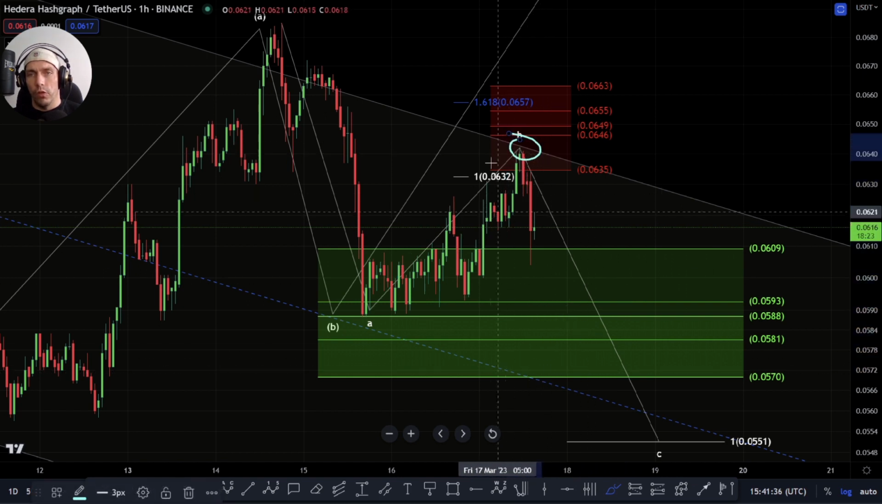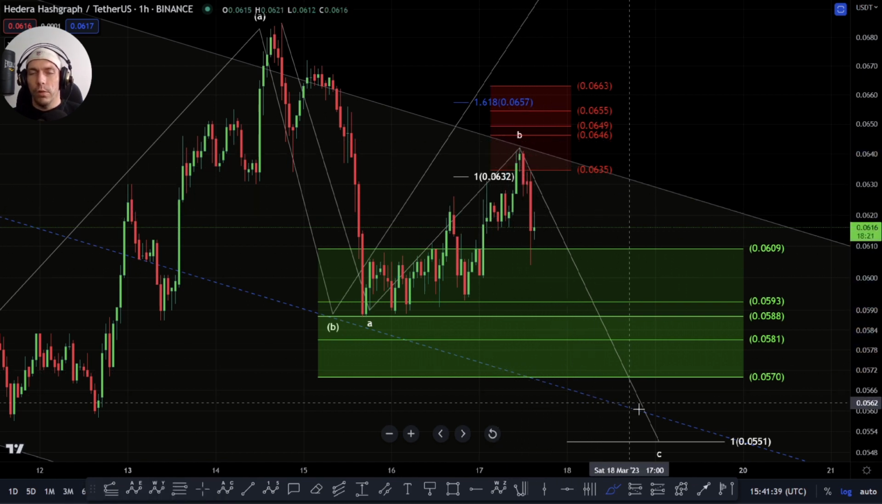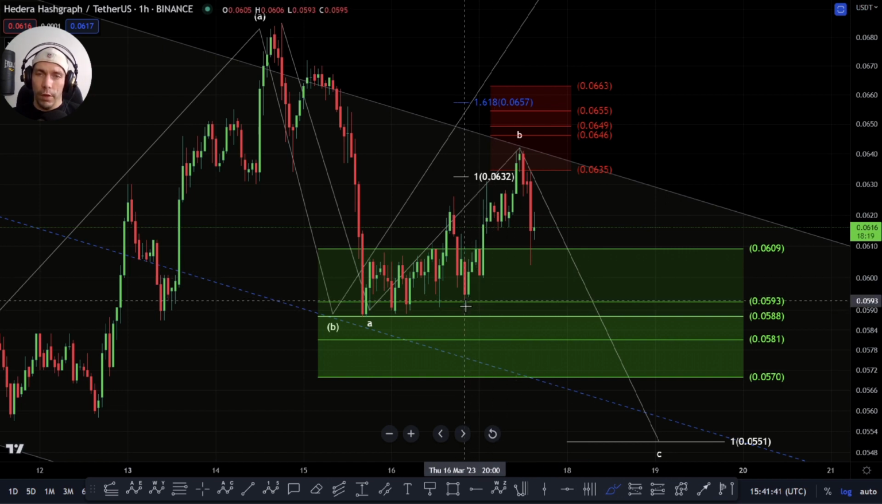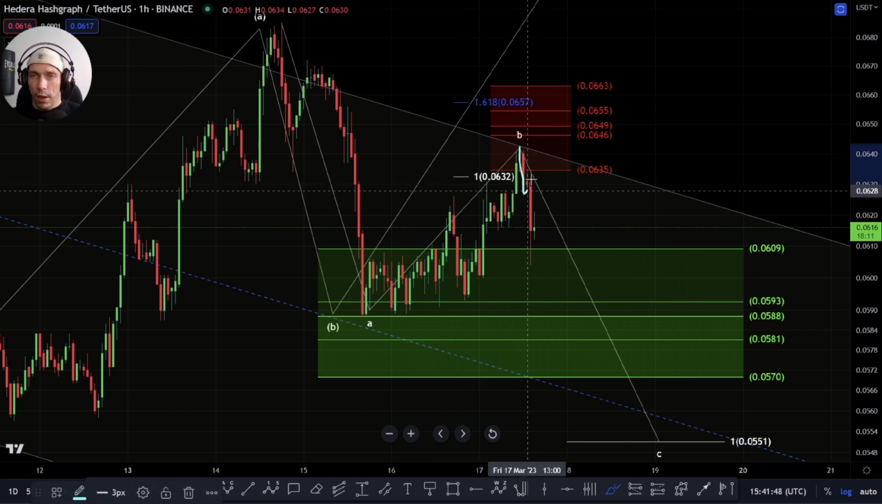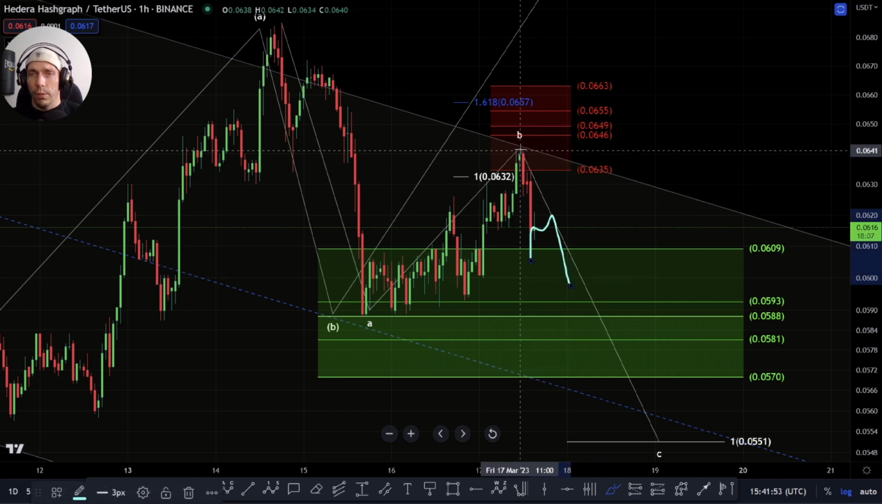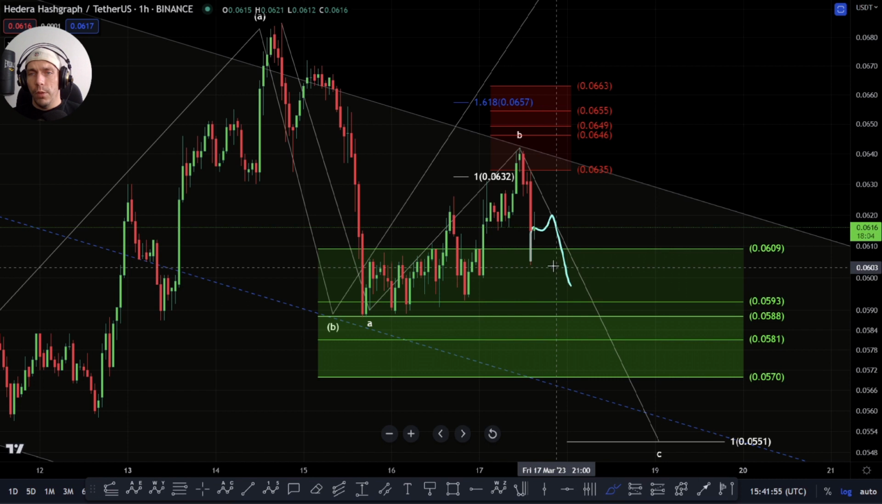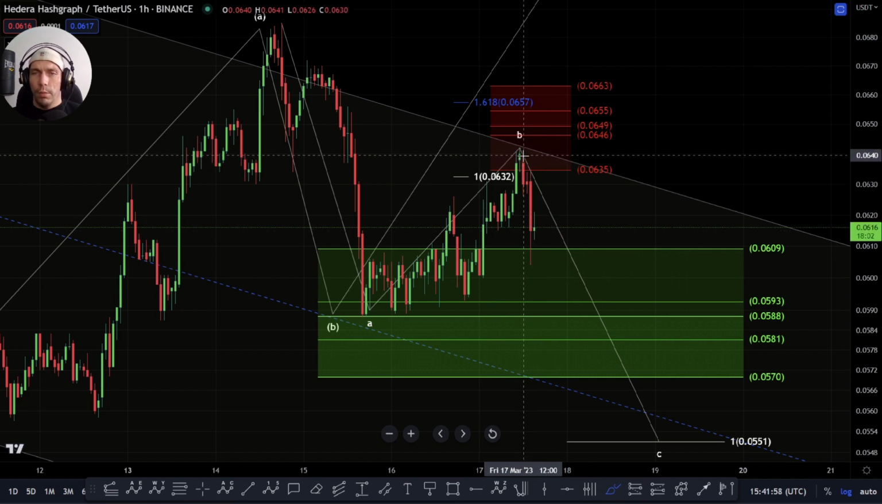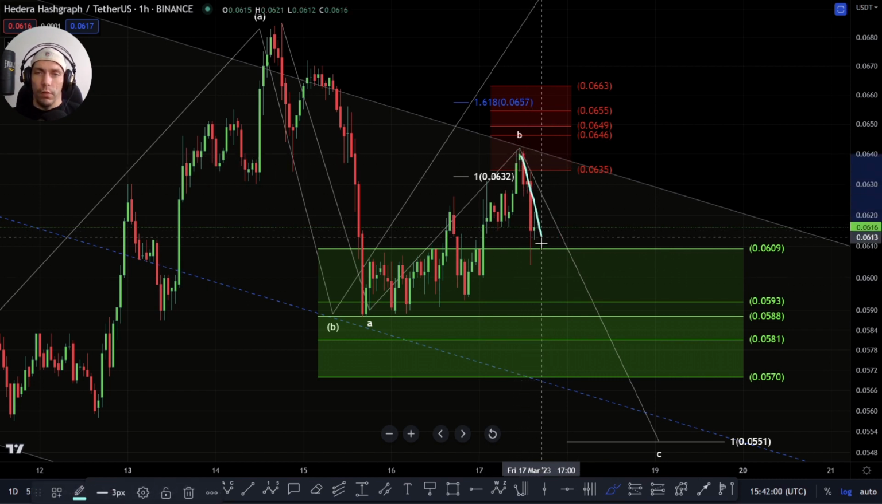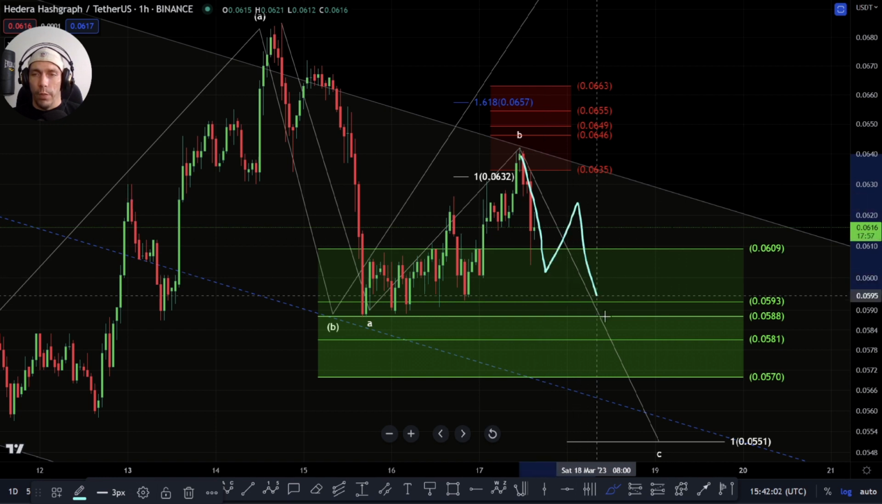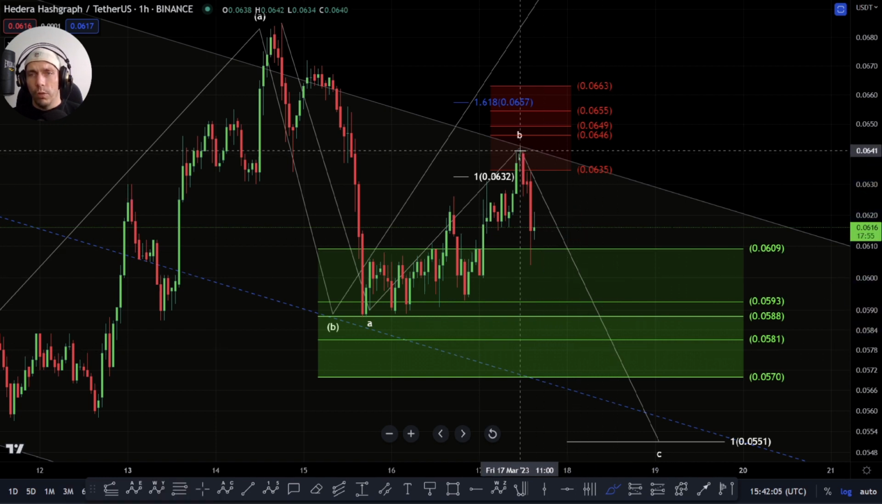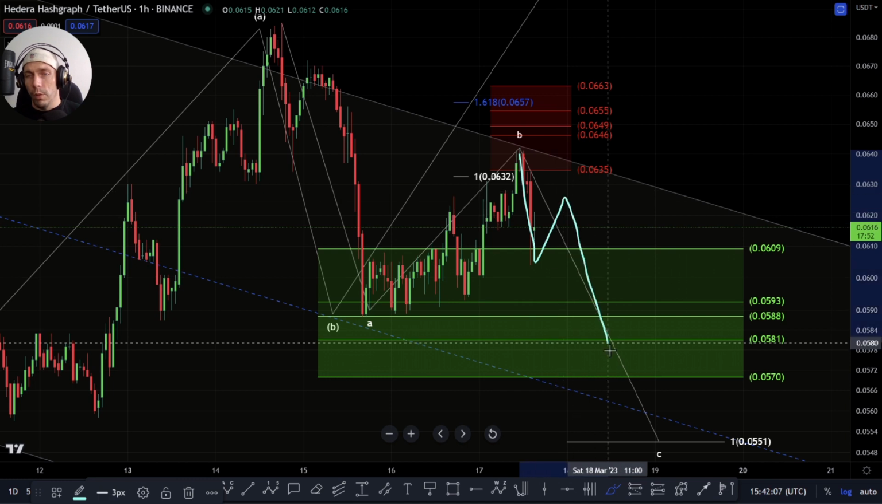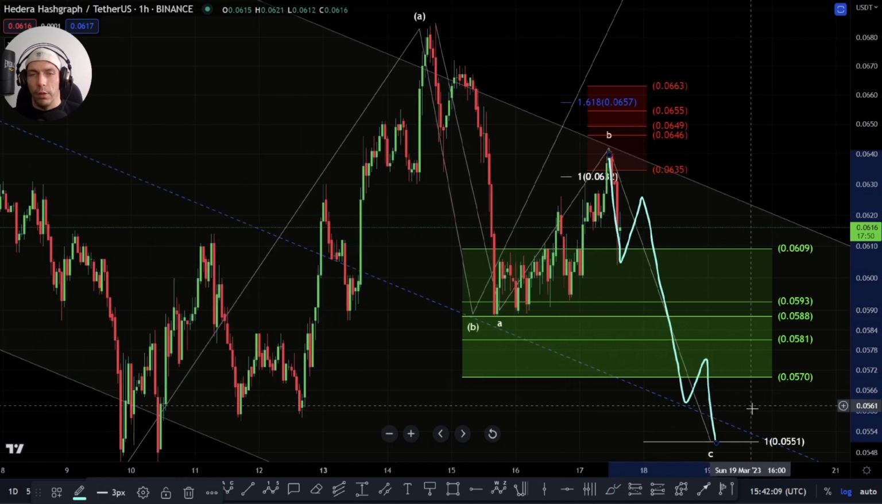The way we got rejected off this channel, it looks likely that this could continue down. But until we actually break down below this point of 0593, we need to be cautious, because at the moment this is just an A, a B, and a C. I'd like to see another fourth and fifth here to confirm a five-wave structure. If we do see that, this could become either an A, a B, and a C to the downside, or alternatively we form a 1, a 2, a 3, 4, 5, and then look to break down.